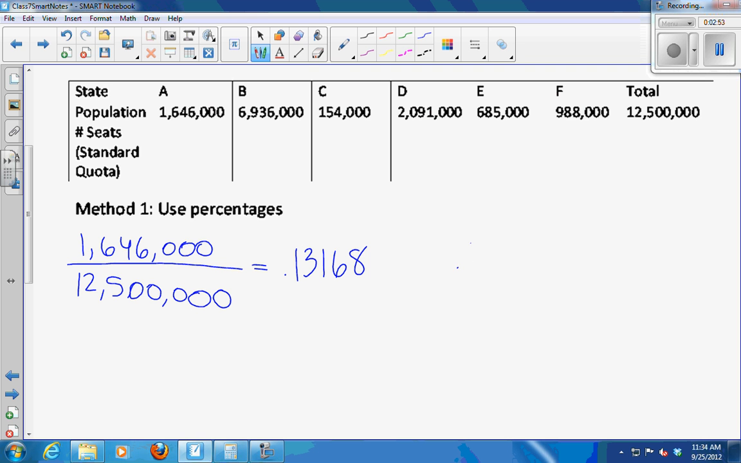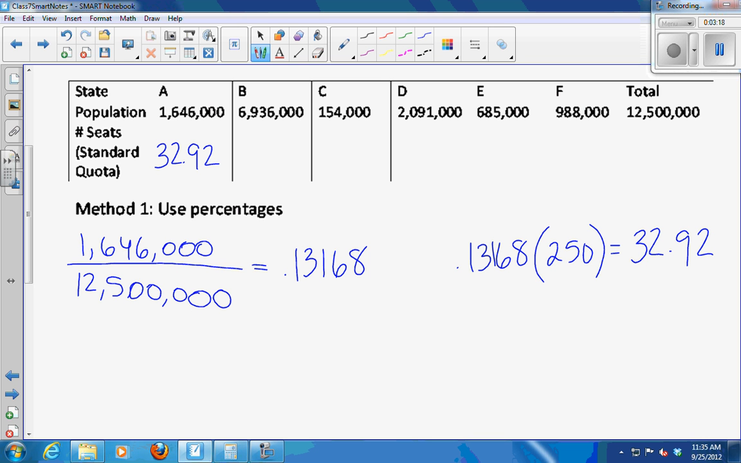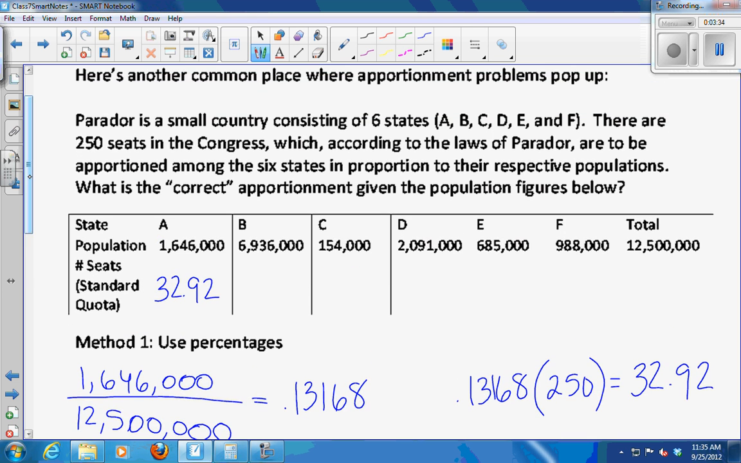So we take 0.1368 times 250. Anybody have it? 32.92 seats. Right, so for now, we're just determining their exact fair share, and we'll figure out how to deal with the pieces of seats later. There are 250 seats in Congress.